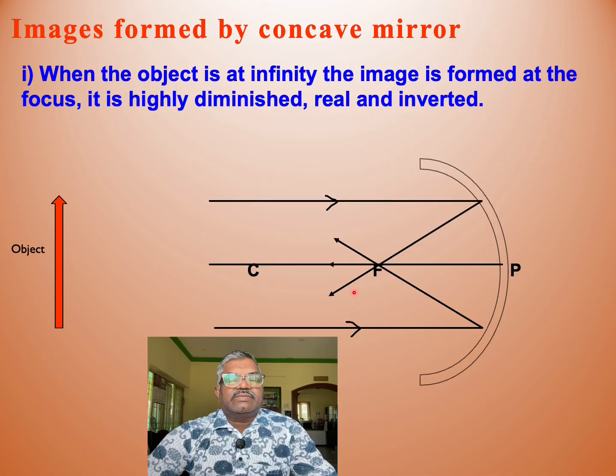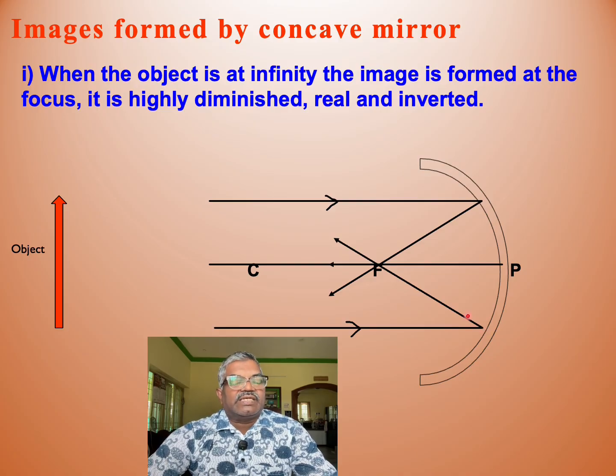For the ray diagram you need at least two rays. One ray is parallel to the principal axis. After reflection, it will pass through the focus. You can follow my cursor. That is a ray parallel to the principal axis, and after reflection it will pass through F. Here in this diagram, you can see one more ray parallel to the principal axis, which after reflection passes through F. So, two rays are necessary to draw the ray diagram.